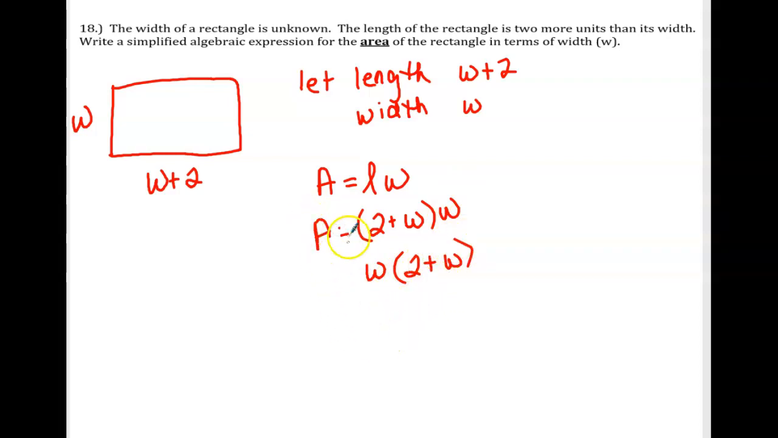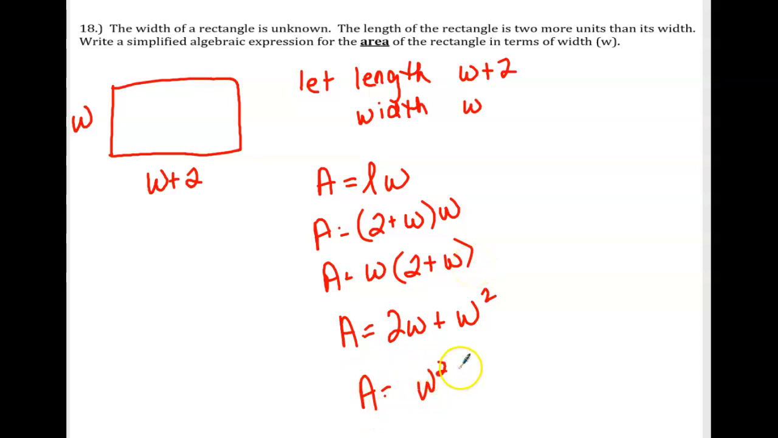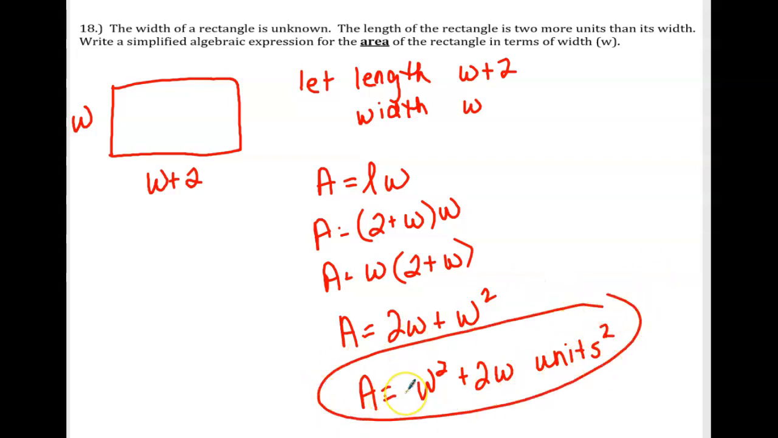So our area is going to be 2w plus w squared. All I did was distribute it. So I'm going to rewrite this as w squared plus 2w, and our units are going to be squared since it's area. So our area is w squared plus 2w units squared.